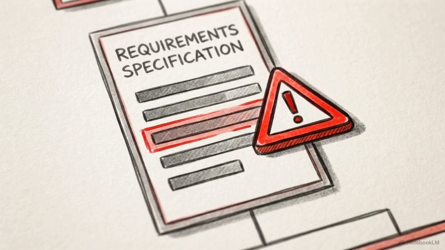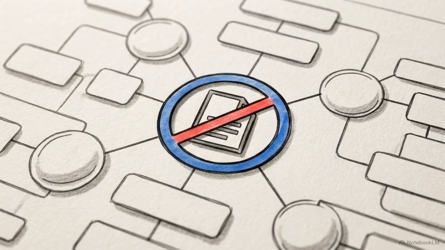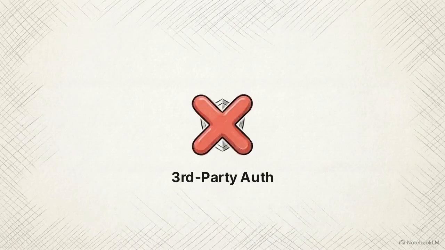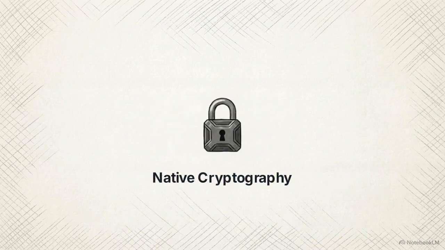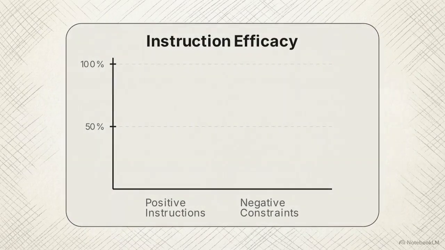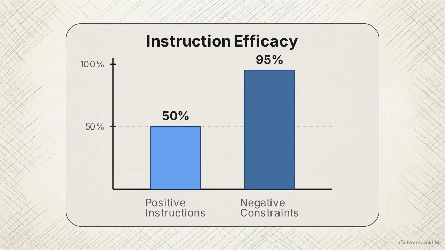To optimize the results, open the spec.md file and add negative constraints to the AI's instructions. A negative constraint explicitly tells the AI what not to do. For example, you might forbid the use of third-party authentication libraries, forcing the AI to use native cryptography instead. This works because research indicates that negative constraints often outperform positive instructions on creative and analytical tasks.